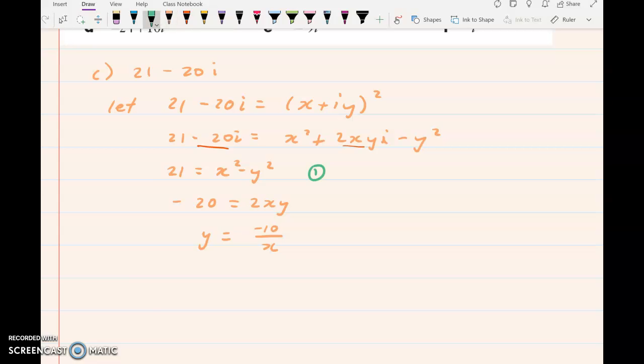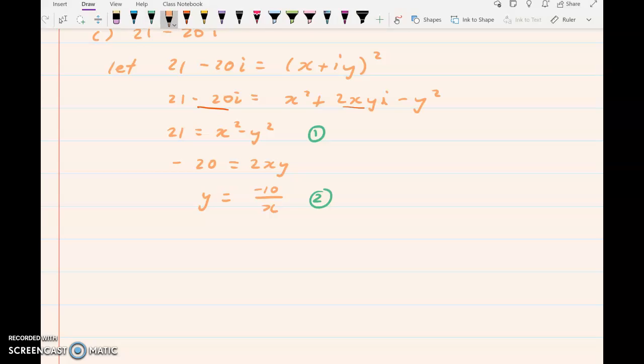Okay, so I have equation 1 and equation 2. There's a couple of ways you could do this one. It's probably easiest to use the substitution method and substitute equation 2 into equation 1. So I'm going to substitute 2 into 1. This is just how I show my working for simultaneous equations.